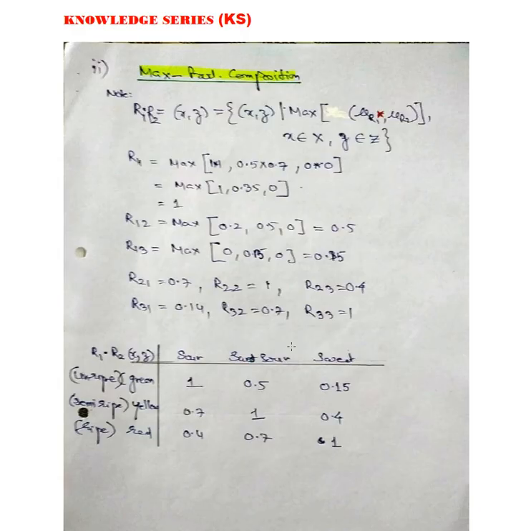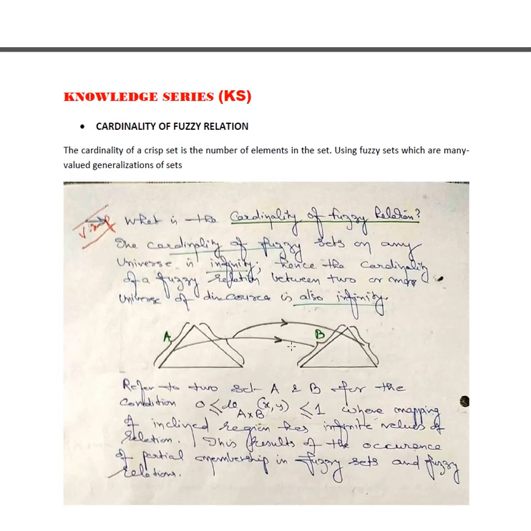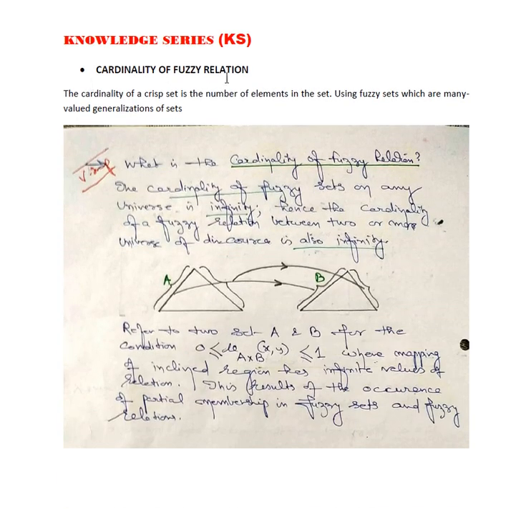That's straightforward. Finally, let me conclude with the cardinality of fuzzy relations. This is a normally asked question: what is the cardinality of fuzzy relations? Cardinality of a crisp set is the number of elements in the set. In the cardinality of any set, we mean the number of elements or number of states in that set. In a crisp set there are two states, 0 and 1, so our cardinality is 2.